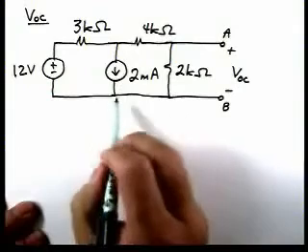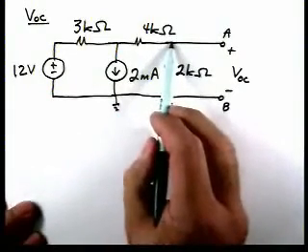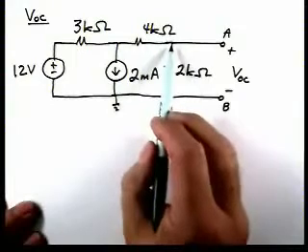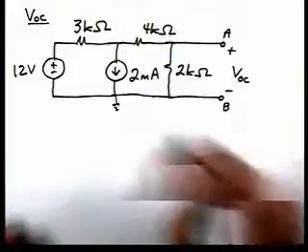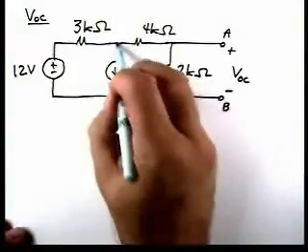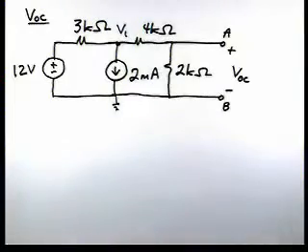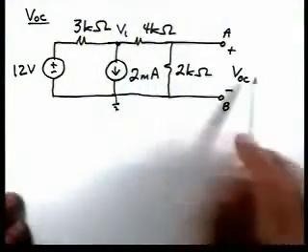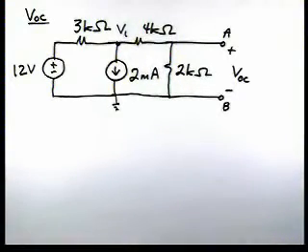Let's use nodal analysis. I'm going to pick this node as a reference, and even though there's a node here, I'm not going to define a node voltage there. They really want to define their VOC. I'm going to define this node voltage as V1, and once I know V1, I can get V open circuit from voltage division across those two resistors.